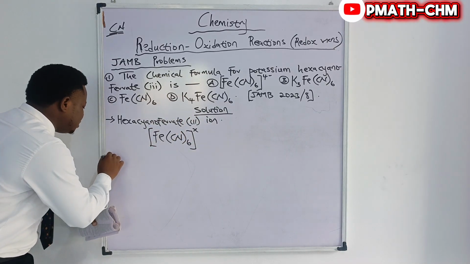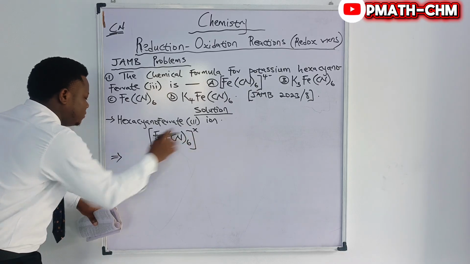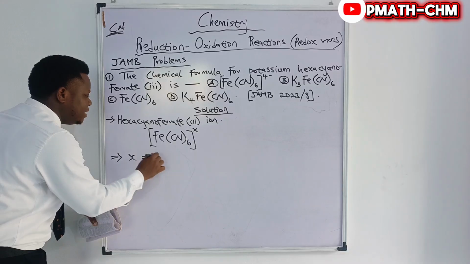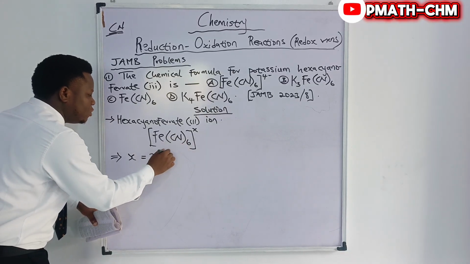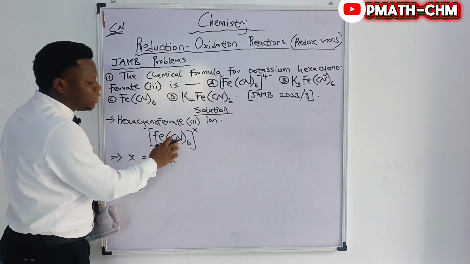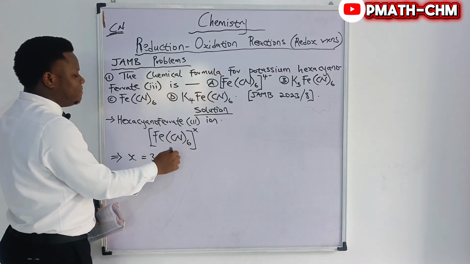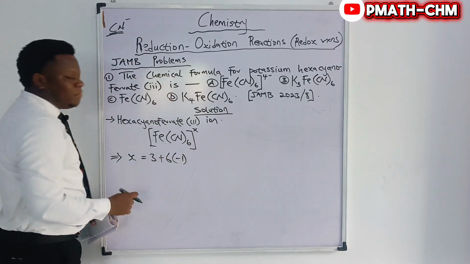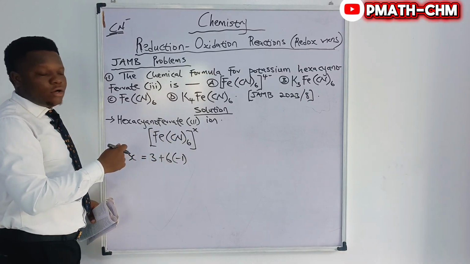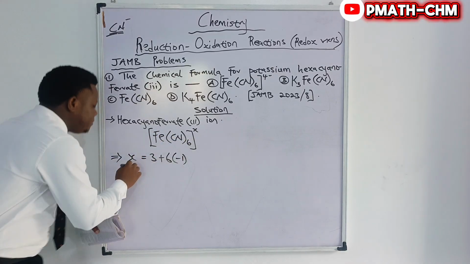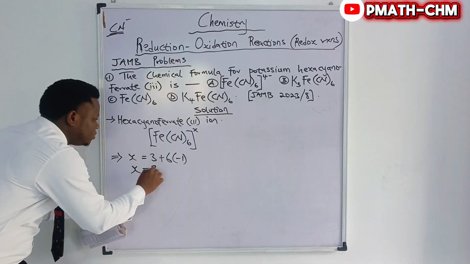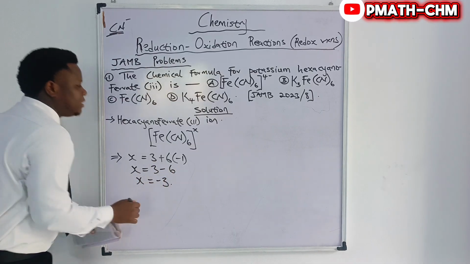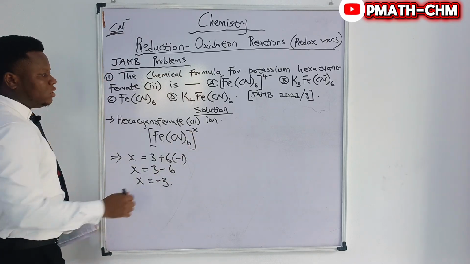Working with the rule I just said, to get the charge of this radical, x will simply be the oxidation state of iron, which is 3, added to 6 cyano groups. 6 times the oxidation state of the cyano group, which is -1, CN minus, take note. By the way, this is what we call a complex ion. If we solve this, x would be equal to 3 minus 6. x becomes -3. So we've gotten our charge over here.